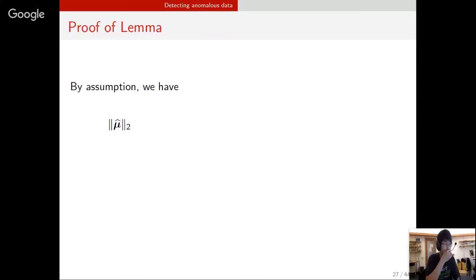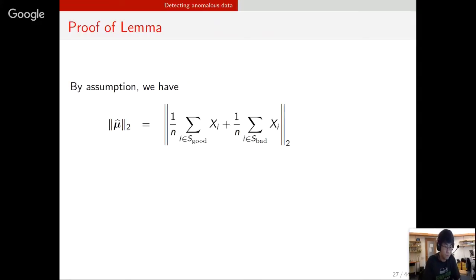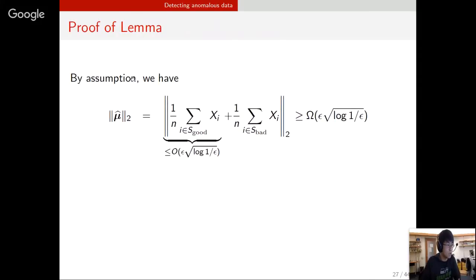Well, just by assumption, we have the 2 norm of mu hat. And what is mu hat? It is the average of all the points. So let me just split this up into the good points and the bad points. By assumption, this has large 2 norm. It's at least this. Okay, but the good points, we know they concentrate. This term has small spectral norm. It's at most O of epsilon square root log 1 over epsilon. So if this is a constant factor smaller than this, just by choosing the constant factors properly, that means the second term must contribute at least a constant fraction of the 2 norm of mu hat.